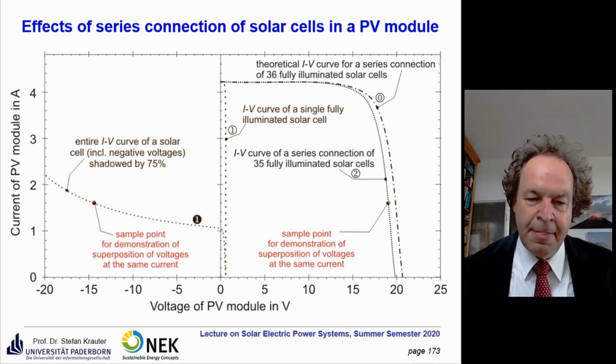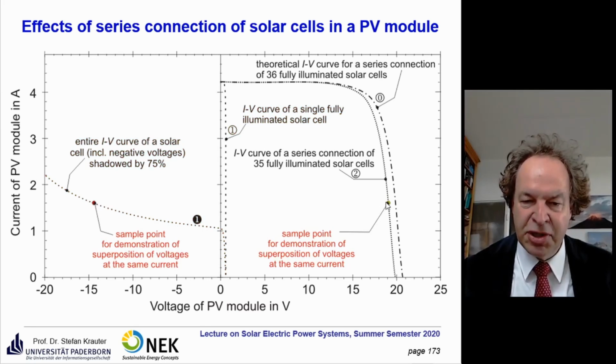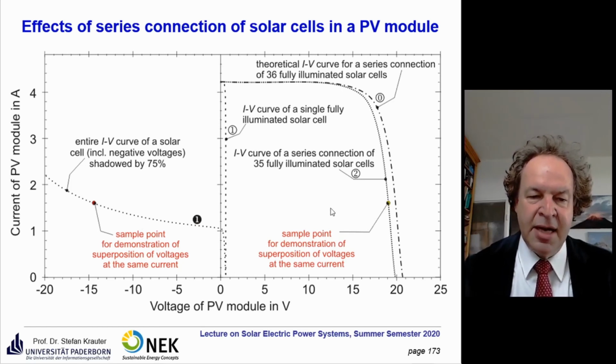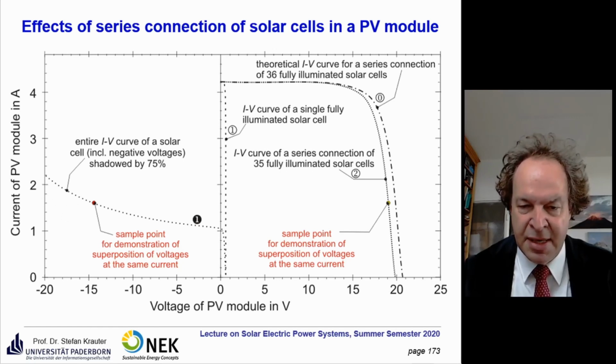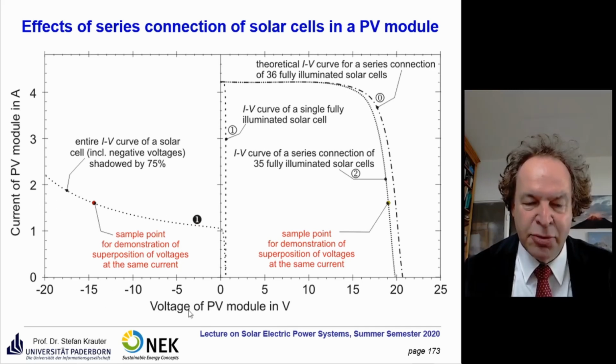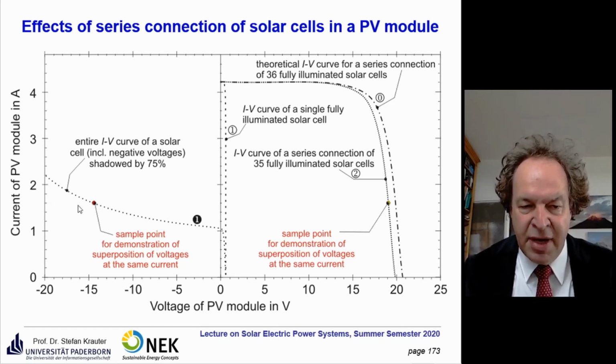As you see here, we take one sample point, for example this one, for demonstration of the superposition of the voltages, because the voltages add up, and the current stays the same. So we have to draw a line parallel to the voltage axis, at constant current. We take this point and this point, while the current has to be the same, and we put a straight line through them.